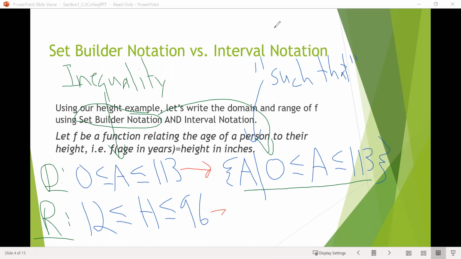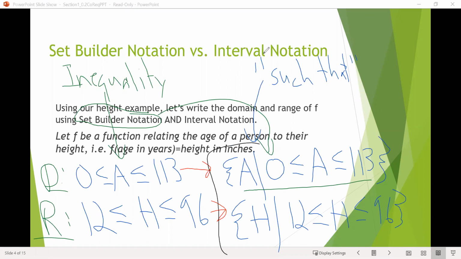If we do a similar thing with the range, with our heights, when we do set builder notation, again we do curly brackets, and then an H, since that is our variable. Big line, such that, and then that inequality: 12 is less than or equal to H, which is less than or equal to 96. And that would be set builder notation.